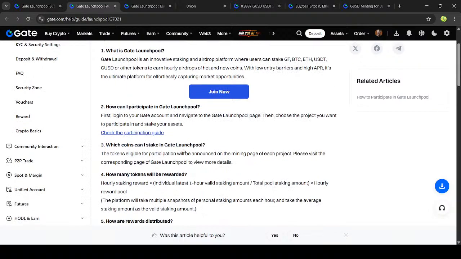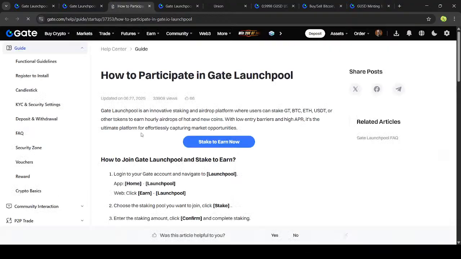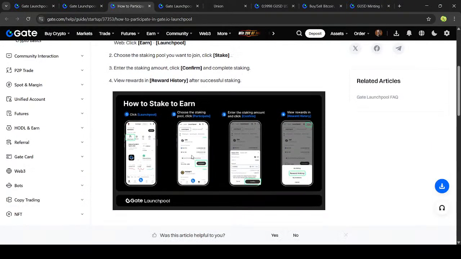So how can I participate in Gate Launchpool guys? First, log in to your Gate account and navigate to the Gate Launchpool page, then choose the project you want and participate by staking the asset guys. Check the participate guide. So this is the participate guideline guys.